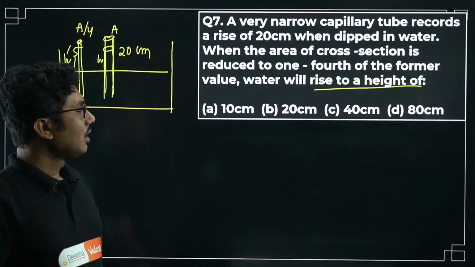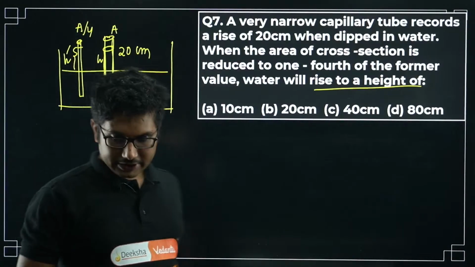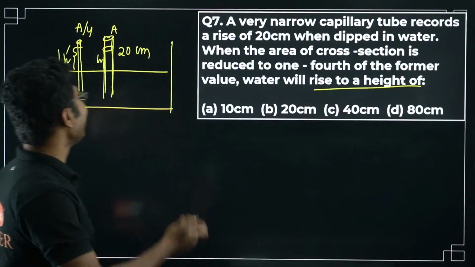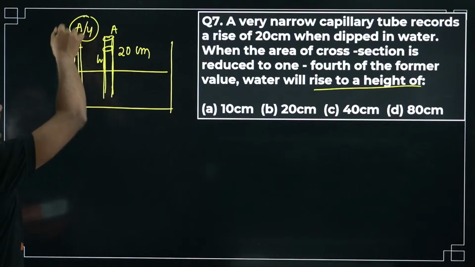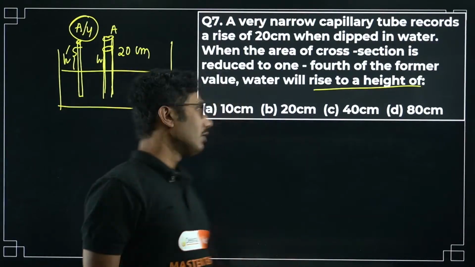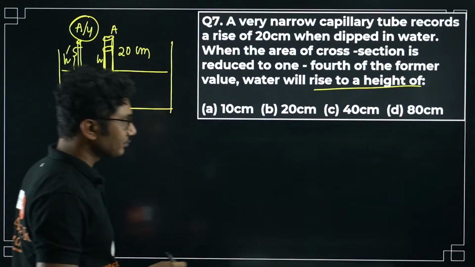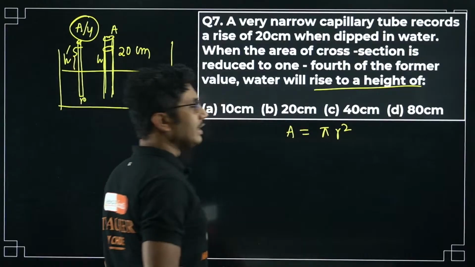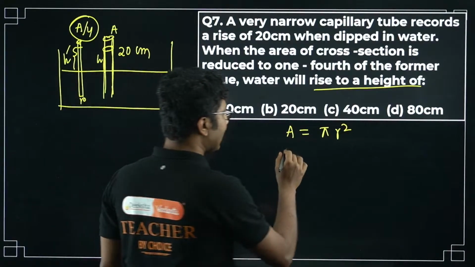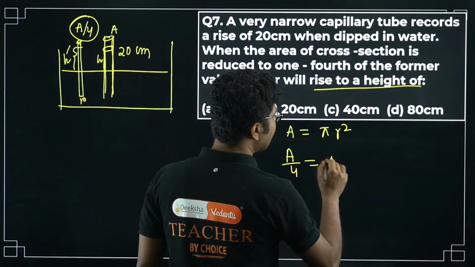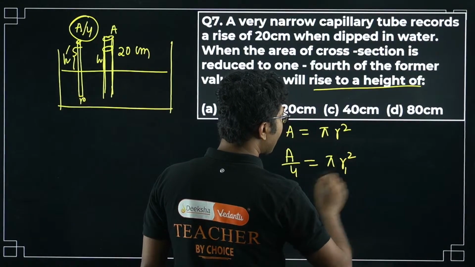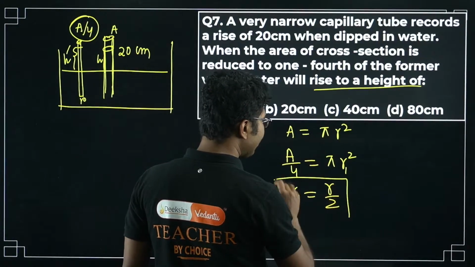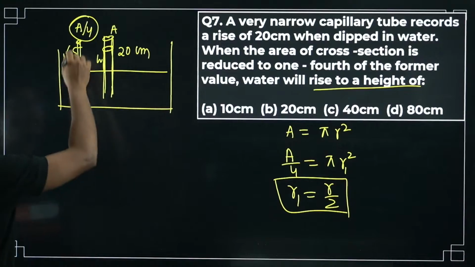Chaitra is saying C. Okay, maybe you have solved the question. First of all, the capillary rise is related not to the area but to the radius of the capillary. The formula for area is pi r square. Initially suppose this is the area, now the new area is A by 4. Suppose the new radius is r1, then r1 square gives you that r1 is basically r by 2. So if the radius becomes half, then capillary rise will be double.